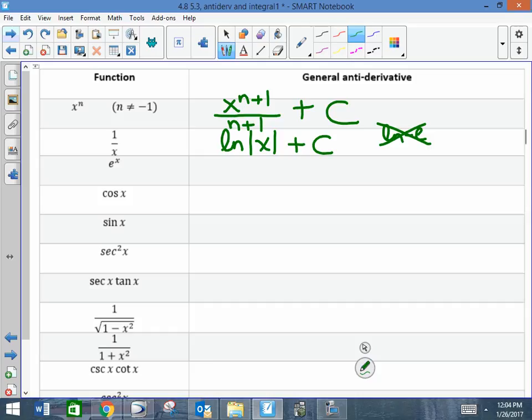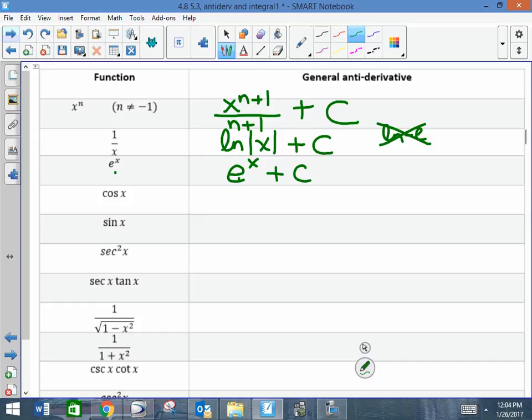Okay, what's the antiderivative of e to the x? Why? And when you take the derivative of e to the x, you get e to the x. Take the derivative of c, you get 0. That's what we want. Until you get used to doing it, you have to check yourself. And you'll get used to it just like you did the derivatives.